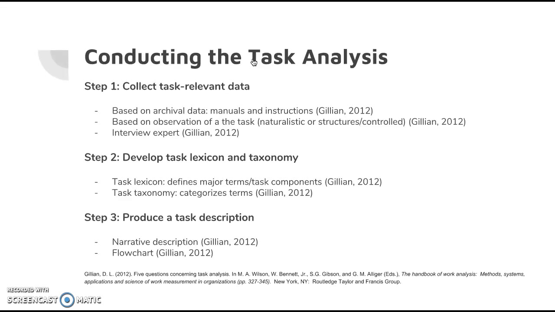There are 4 steps to the task analysis method. The first step is to collect data about the task. Data can be collected from archival sources, such as instruction manuals or sets of directions, written by the designers of the task or by other task experts. In some cases, archival data may not be available, like if the task is new or hasn't been analyzed before. In this case, data can be collected through observation of the task.